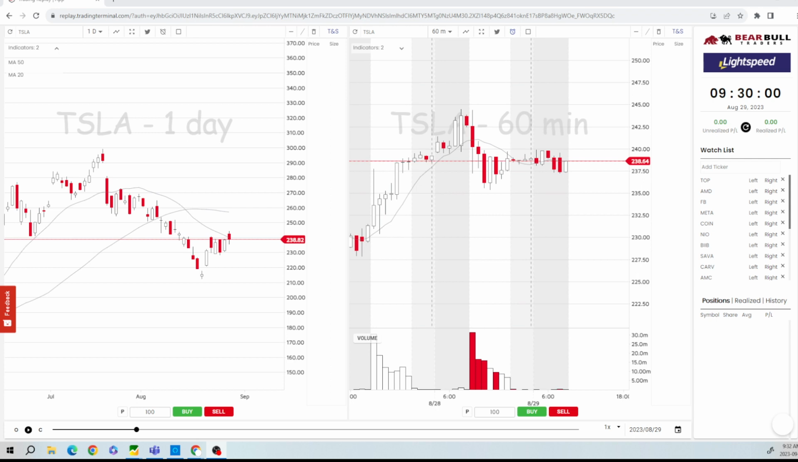How do I look at it? What does my daily look like? What do I see? How do I execute my trades? I'm going to walk you through my whole trading process.